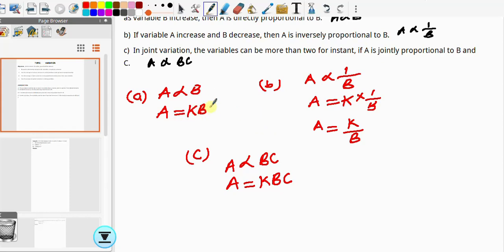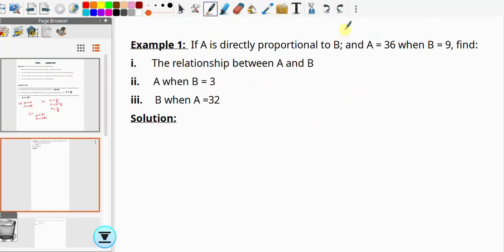We have examples here that we will continue together to solve, so you can understand it better. Now, let's see example 1. Example 1 says, if A is directly proportional to B, from our first one, A is directly proportional to B. It will come this way.